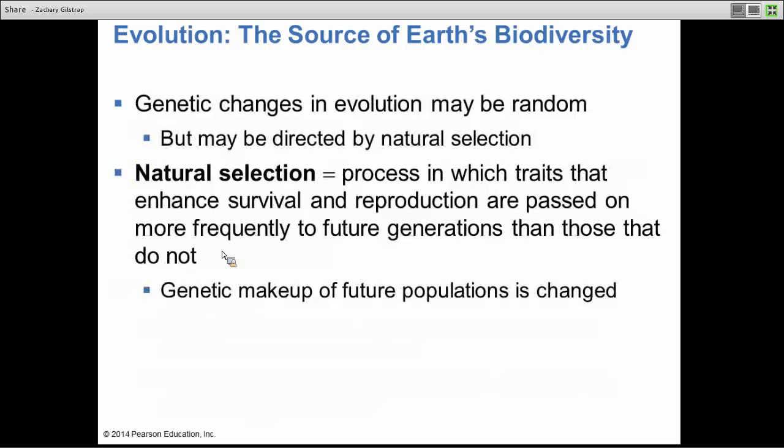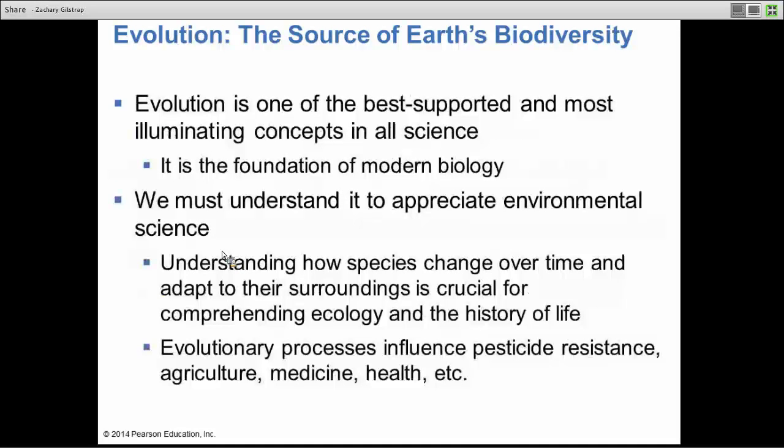Natural selection is the process by which inherited characteristics that enhance survival and reproduction are passed on more frequently to future generations than those that do not, altering the genetic makeup of populations throughout time. Evolution has become one of the best supported and most illuminating concepts in all of science, and we must understand it to appreciate environmental science in any capacity.